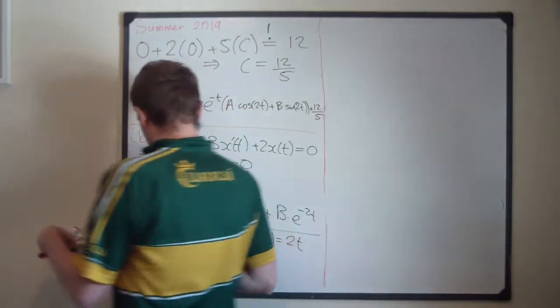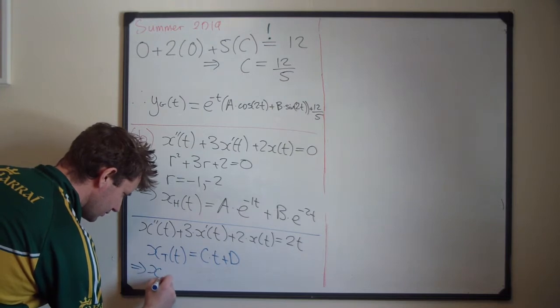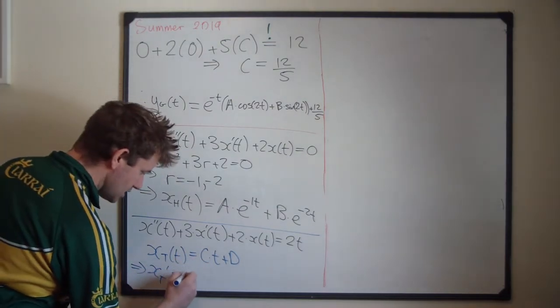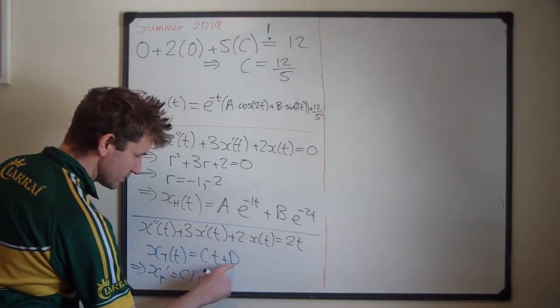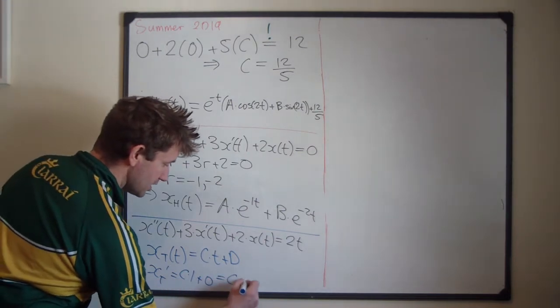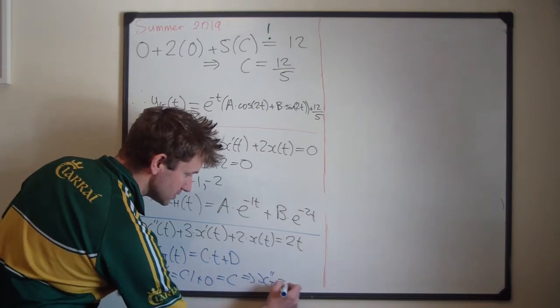So go back here, we're going to try and force this into this. So we should find the first derivative. The derivative of ct with respect to t is c, since the derivative of t is 1, plus the derivative of constant d is 0. This is just c. And then if we differentiate that again, the derivative of a constant is 0.